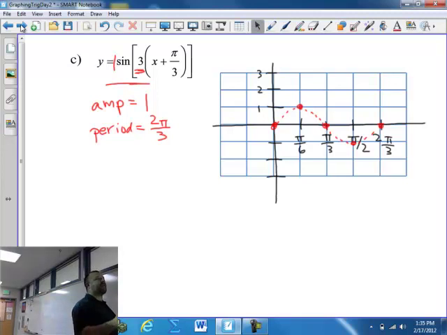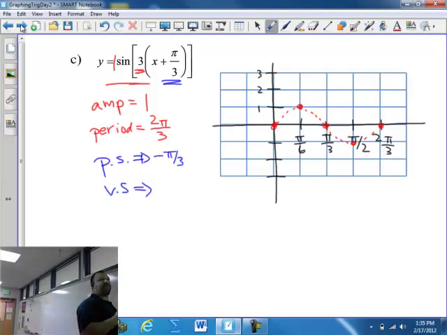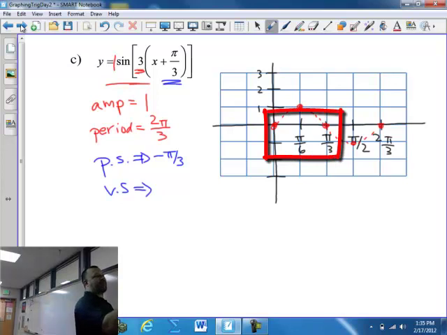Okay. Now we're going to talk about our phase shift and our vertical shift. You're using PS for phase shift? I am. I'll adopt the notation. Vertical shift. What's the phase shift? Well, I see x plus pi over 3, so it must be minus pi over 3, or left pi over 3. Minus pi over 3, or left if you don't want to write the minus sign. So we've got to go left pi over 3. But on this graph, how far is pi over 3? Well, it looks like pi over 3 is 2 boxes. So we're going to go left 2.